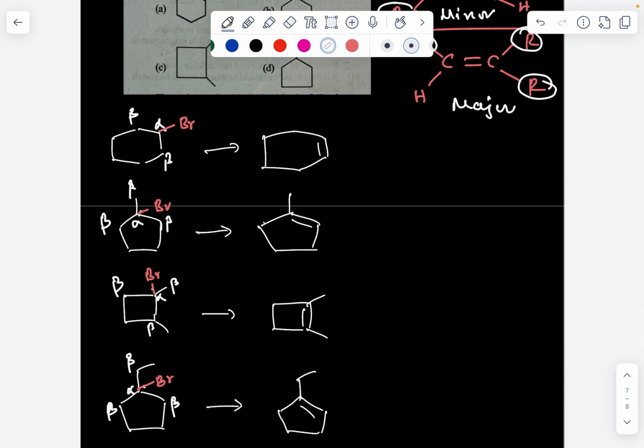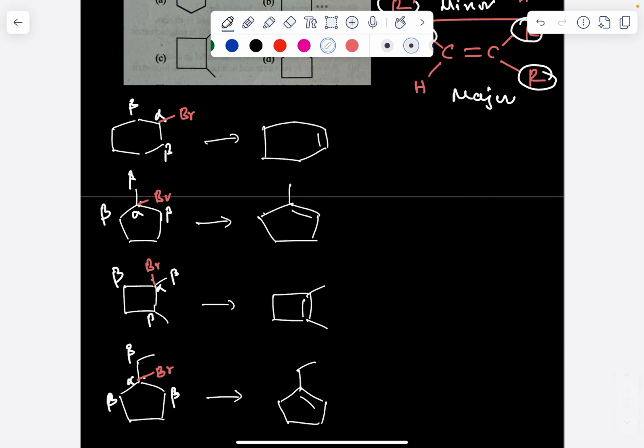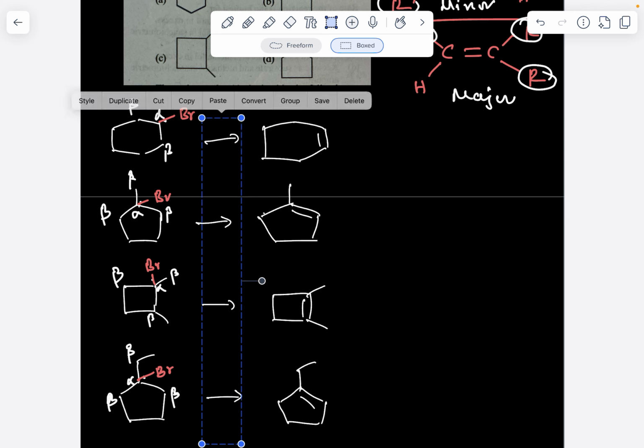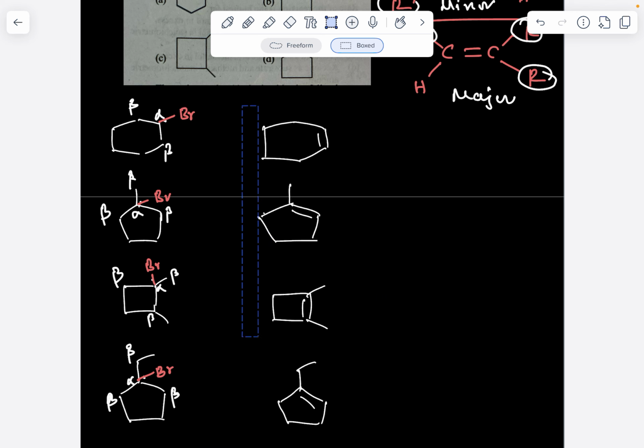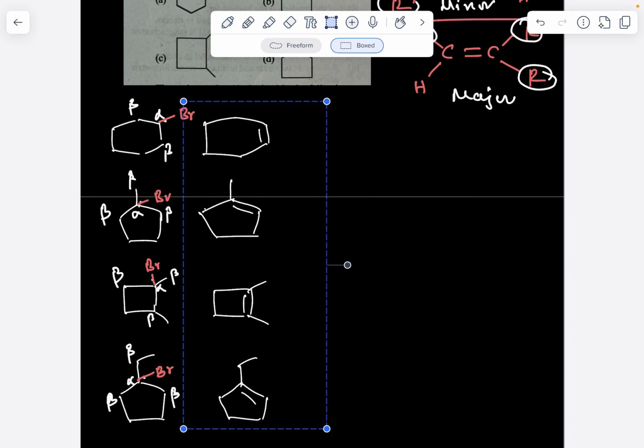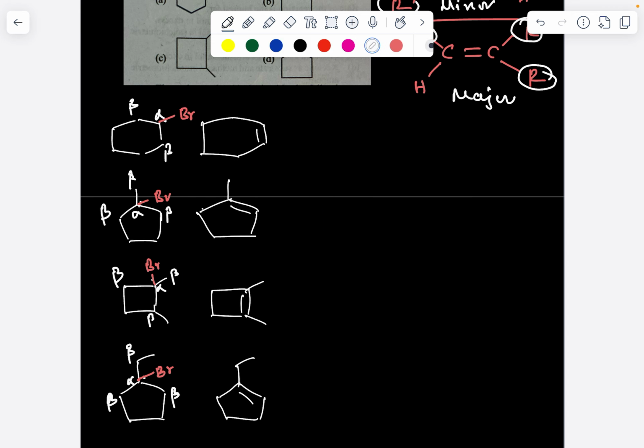And for option C, they are doing the ozonolysis. So how will you do the ozonolysis? In the ozonolysis system, between the carbon-carbon double bond, we need to add two oxygens. So here I break the double bond and add two oxygens. Here also I need to break the double bond, and add two oxygens between the carbon-carbon double bond.